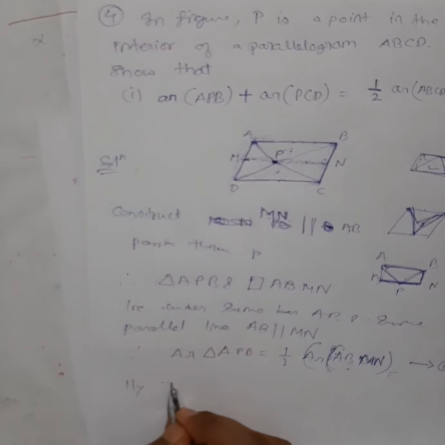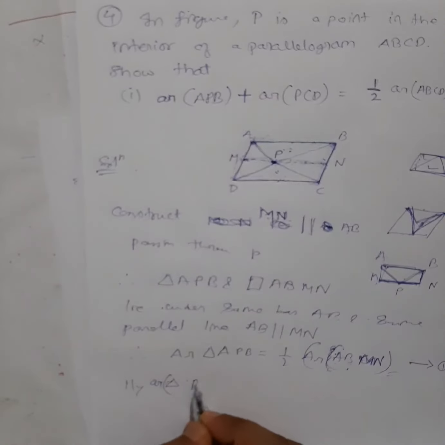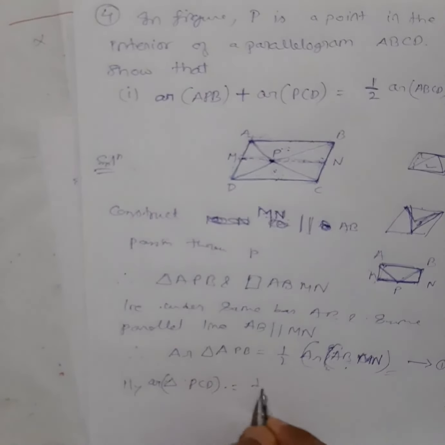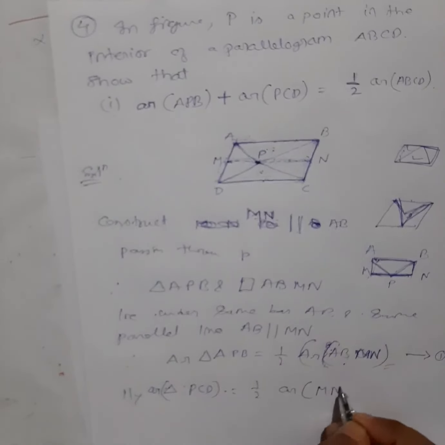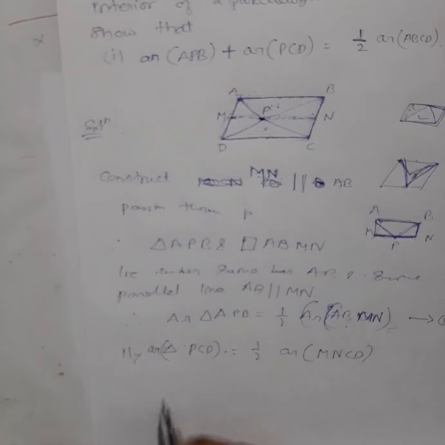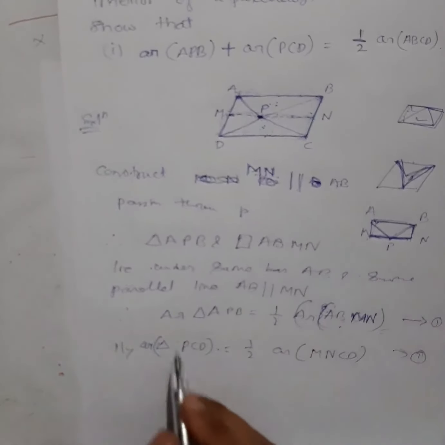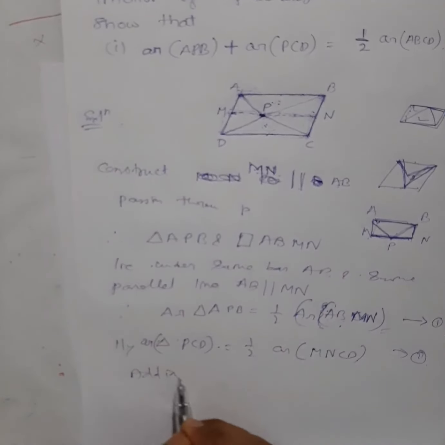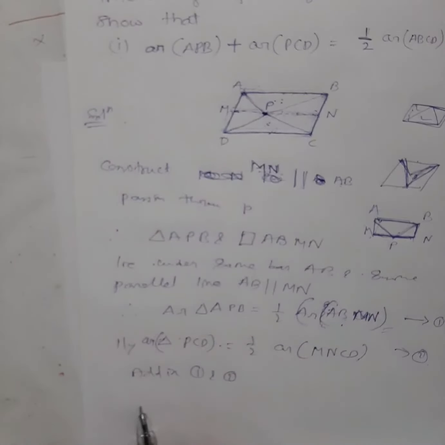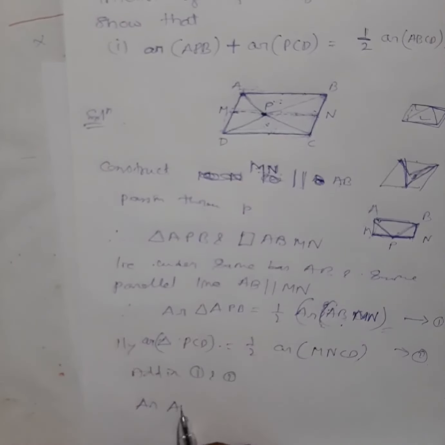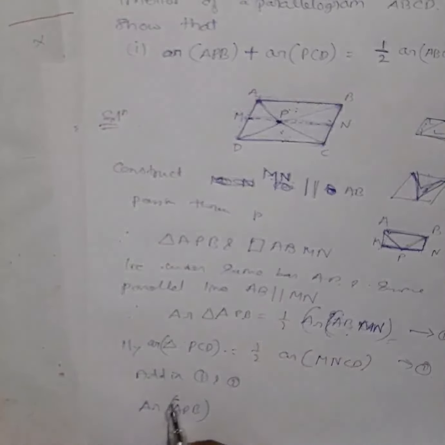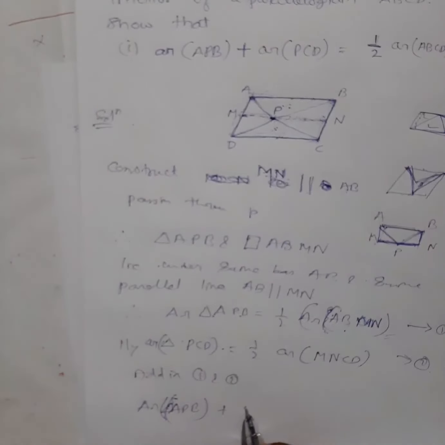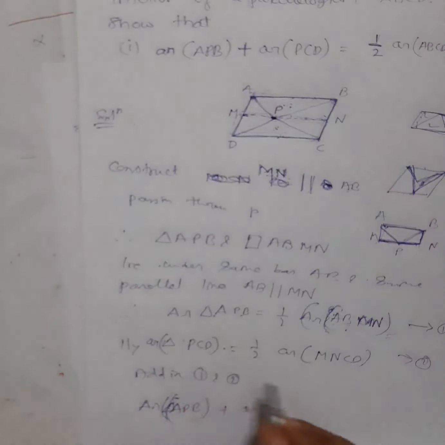Similarly, I will write area of triangle PCD is equal to half of area of quadrilateral MNCD. Okay, so you mark this as 2. So adding 1 and 2, what will you get? Area of triangle APB plus area of triangle PCD.